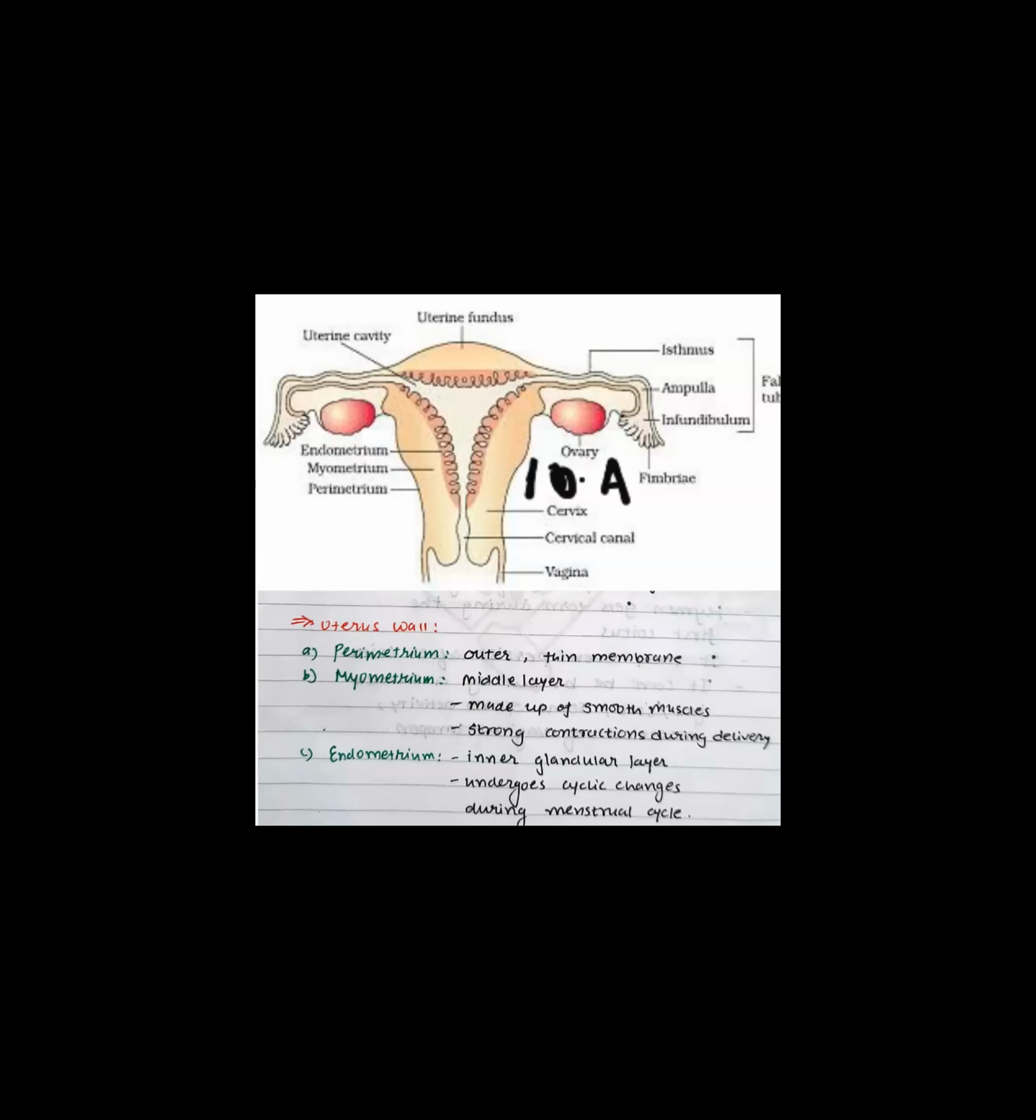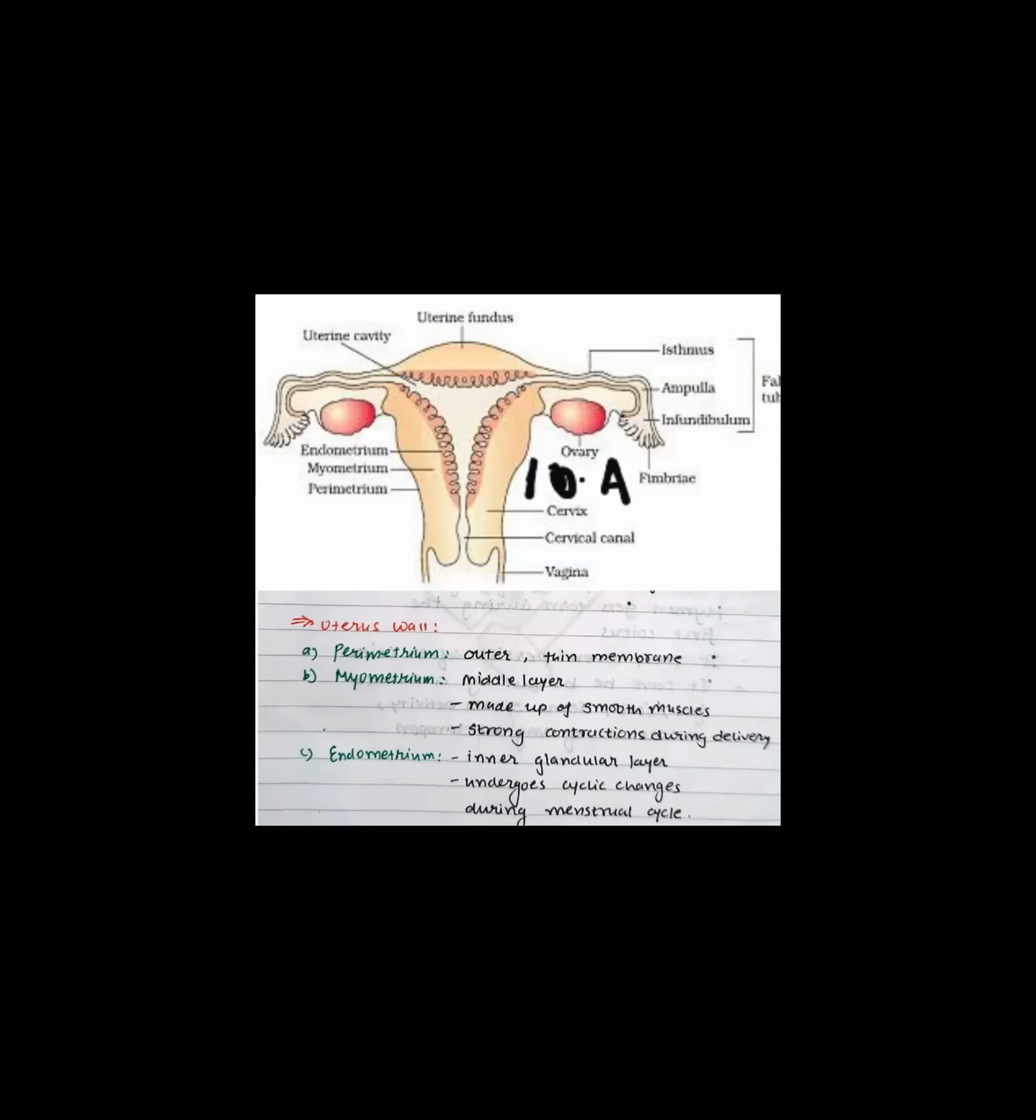In the wall of the uterus, there are three layers. The outermost thin membrane is called the perimetrium. Correct. The middle layer is known as the myometrium. Myometrium has the presence of what? Smooth muscles, and it undergoes contractions during the delivery.